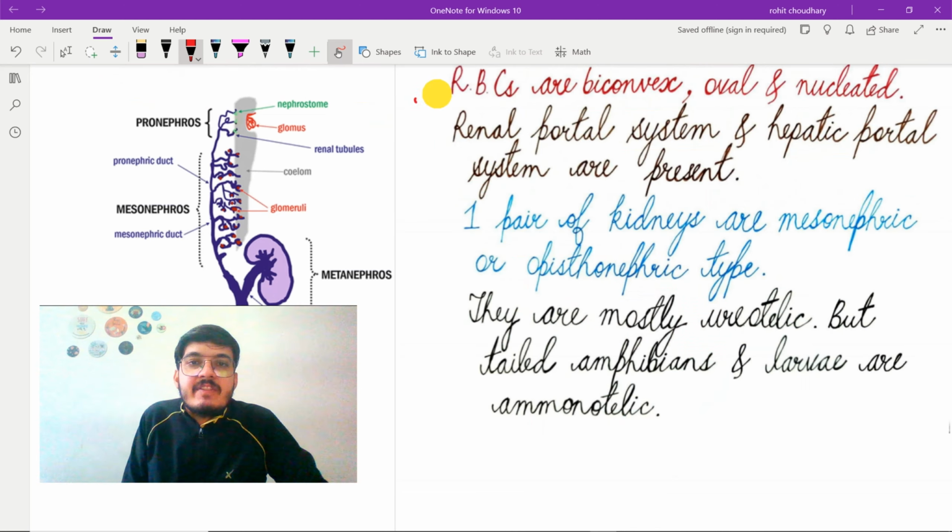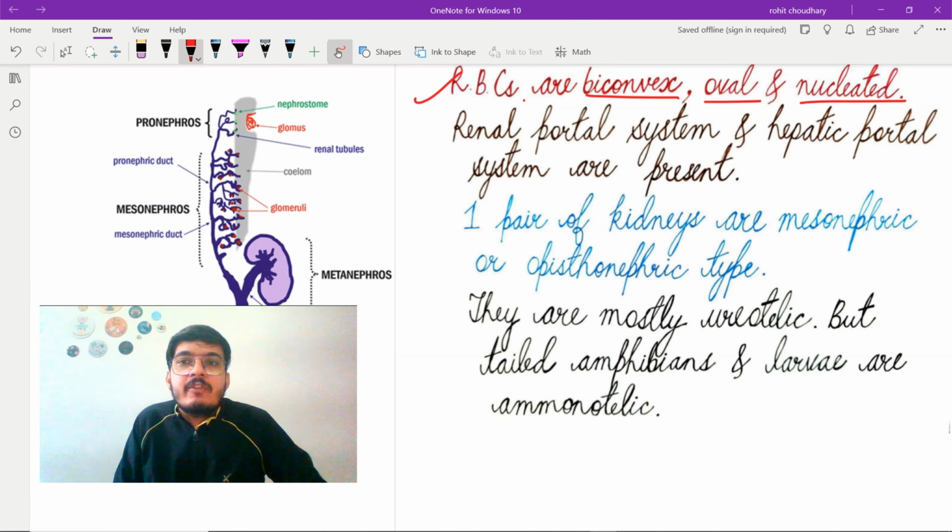The next characteristic feature is RBCs are biconvex, oval and nucleated. Why are the RBCs of amphibians biconvex, oval and nucleated? Because amphibians developed before the evolution of enucleated red blood cells. Moreover, in humans, the RBCs are biconcave and enucleated because we need more oxygen than amphibians.